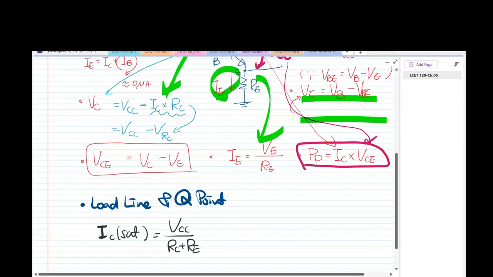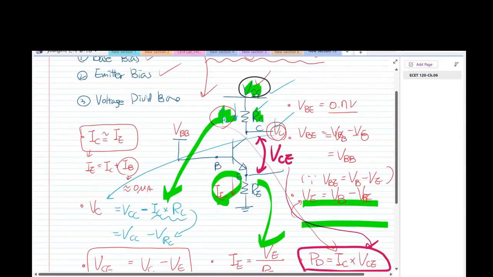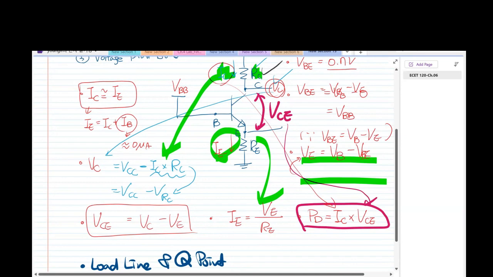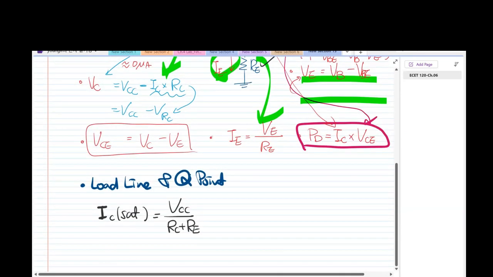So go back to the circuit. V sub CC is the voltage supply from the side of the collector, and R sub C is right there, and R sub E is just right there. So that is the formula to calculate the saturation collector current.